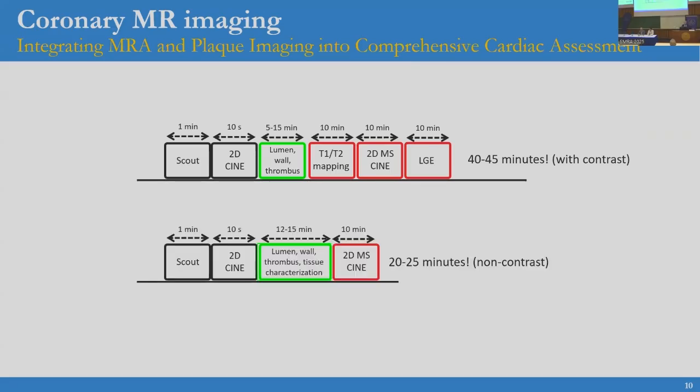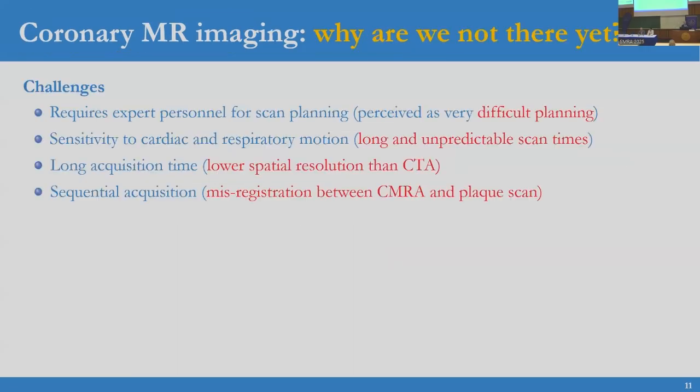But you also could run a non-contrast version where you look at the coronary lumen, the wall, and the thrombus, and you can even do myocardial tissue characterization in a non-contrast exam. And then obviously you still need a cine to look at cardiac function. And that could be done probably in 20 to 25 minutes. Good.